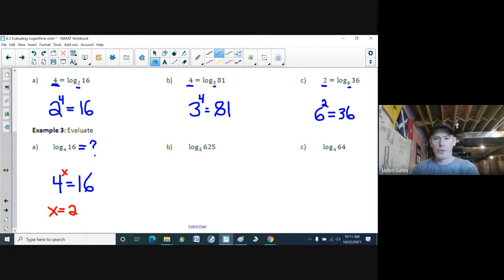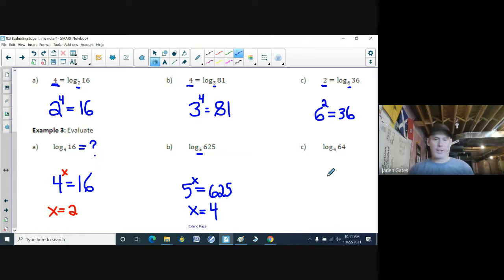Let's try another one of those. Again, the logarithmic form here, the base is 5. We don't know the exponent, and the answer is 625. And a little trial and error. 5 times 5 is 25, times 5 is 125, times another 5 is 625. So in this case, x is equal to 4.